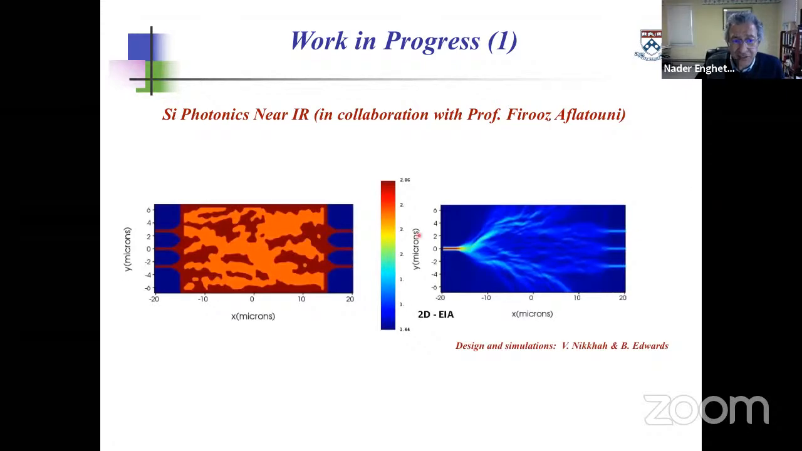So we designed this Swiss cheese, but this time we designed it for 1.5 micron wavelength. So you notice this design is very, very small in size. This is about 30 microns, and this is about 13, 14, 15 microns in this direction. This Swiss cheese, we designed it based on silicon technology.